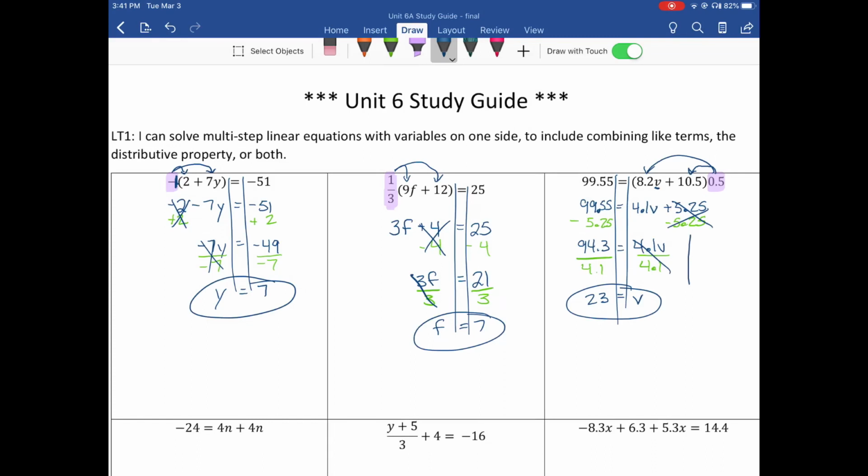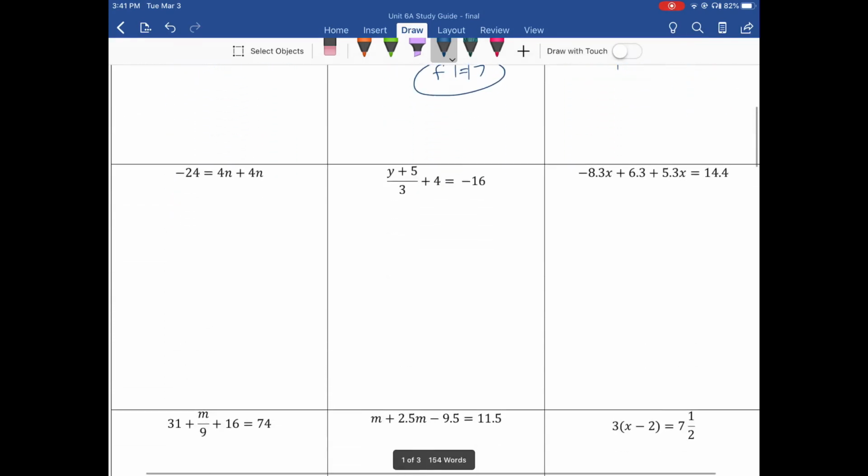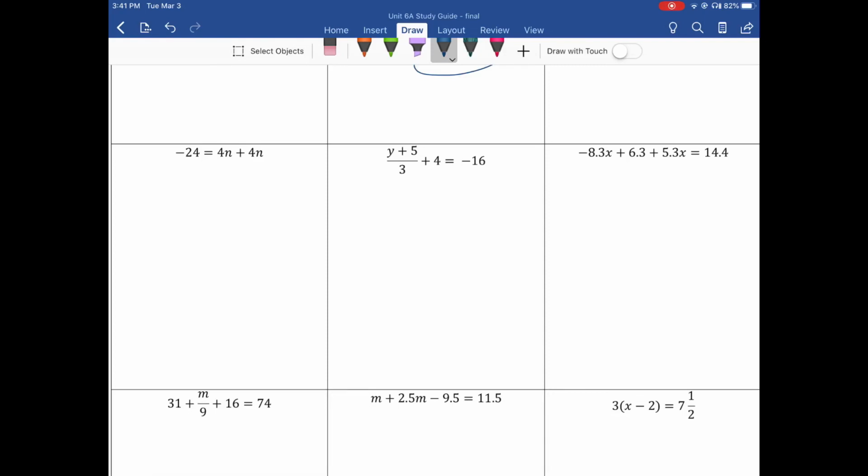In our next couple of examples, you're going to need a little bit more than just the distributive property. If you look at the first one, we are finally getting into combining like terms. When you combine like terms, you want to look at what's on which side of the equal sign. If you have something on the same side of the equal sign and they both have variables, like in this first example, you can put those together.